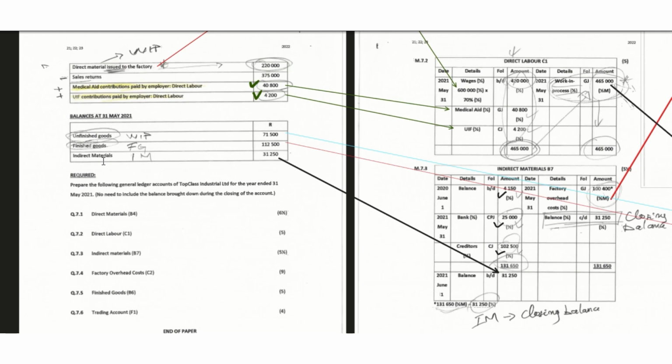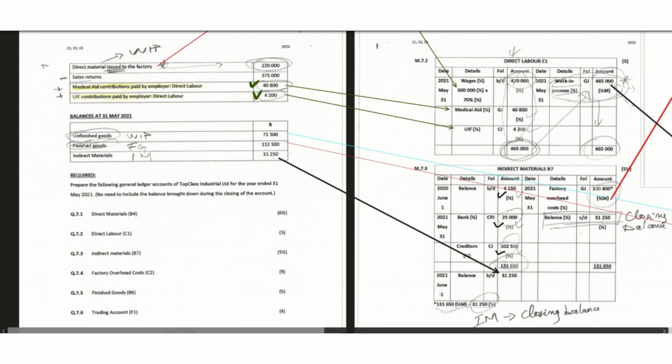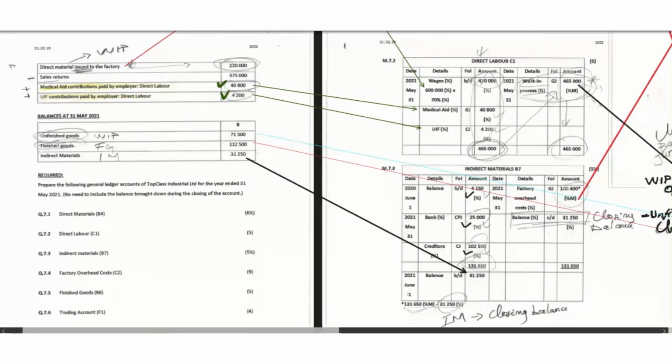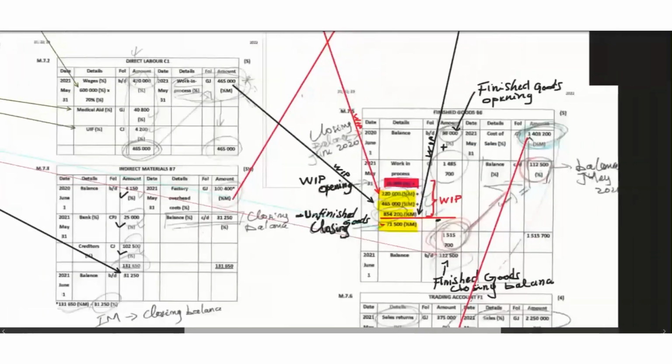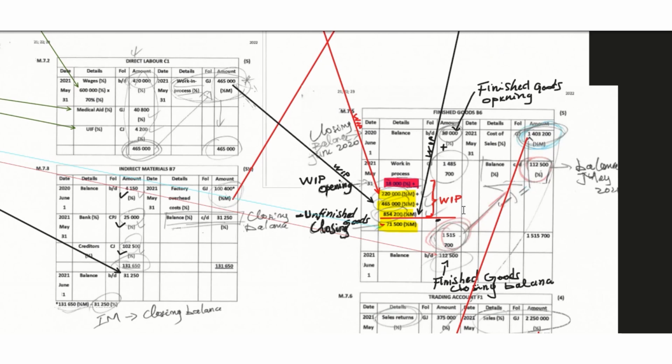So, unfinished goods, meaning that this remained work in process, 71,500. This unfinished goods, we need to minus it from the work in process. Okay, so meaning that from the work in process that we are calculating, we need to minus this unfinished goods.